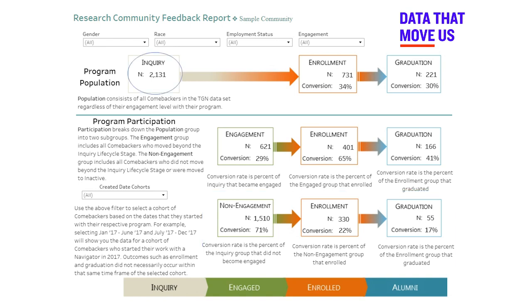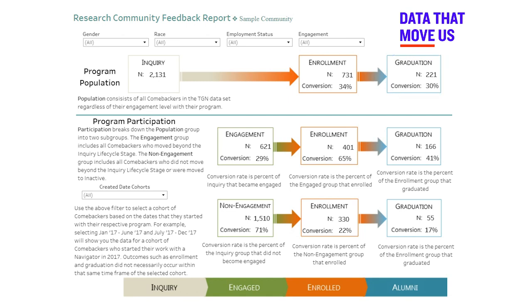In this example, you can see that 2,131 individuals have made an initial contact with the organization. Of these initial contacts, 731 individuals, or 34% of all those who have made initial inquiry, were enrolled in post-secondary coursework. 30% of those enrolled, that is 221 individuals, have graduated with a post-secondary credential.